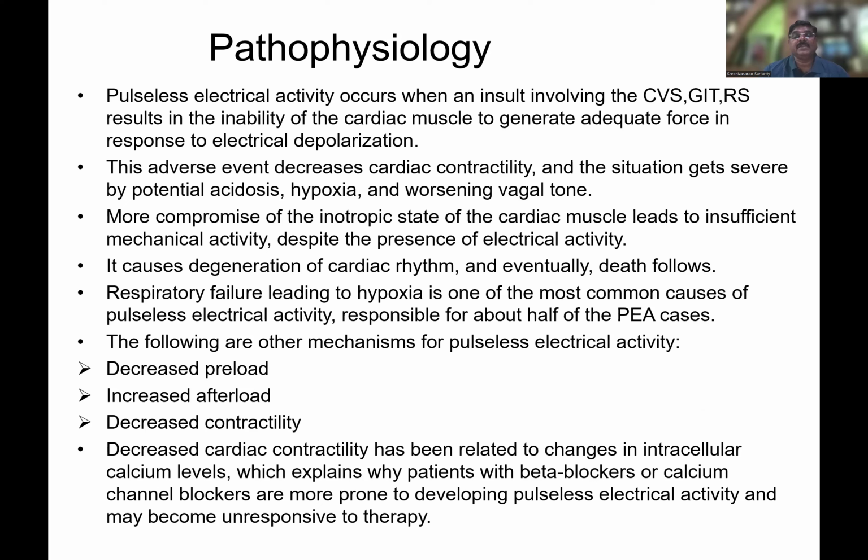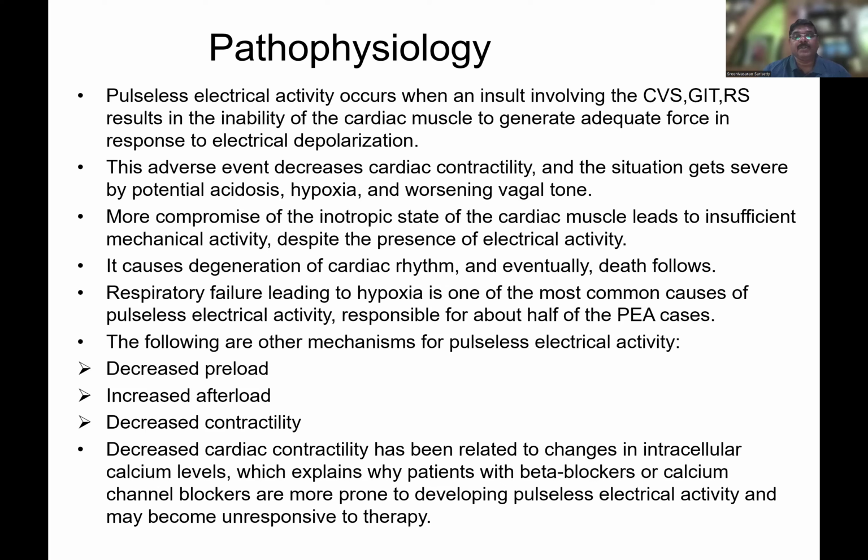PEA occurs with an insult involving the cardiovascular system, GIT, and respiratory system. These insults result in the inability of the cardiac muscle to generate adequate force in response to the electrical depolarization. These adverse events decrease cardiac contractility, and the situation gets more severe with acidosis, hypoxemia, and worsening of the vagal tone. So the inotropic state will be more compromised, which leads to insufficient mechanical activity despite the presence of electrical activity. It causes degeneration of the cardiac rhythm, and eventually death follows.